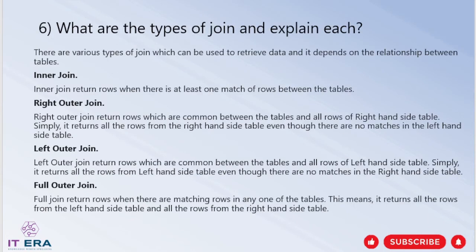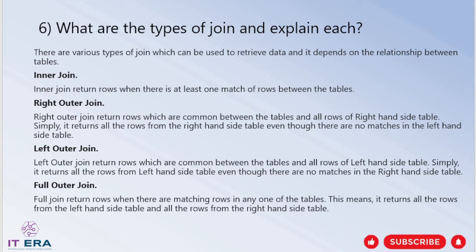So our next question is, what are the types of joins and explain them. Here again, if the interviewer asks only what are the types, then just mention the types. Don't go for explaining unless and until asked by the interviewer. Then you can say there are various types of joins which can be used to retrieve data depending on the relationship between the tables.